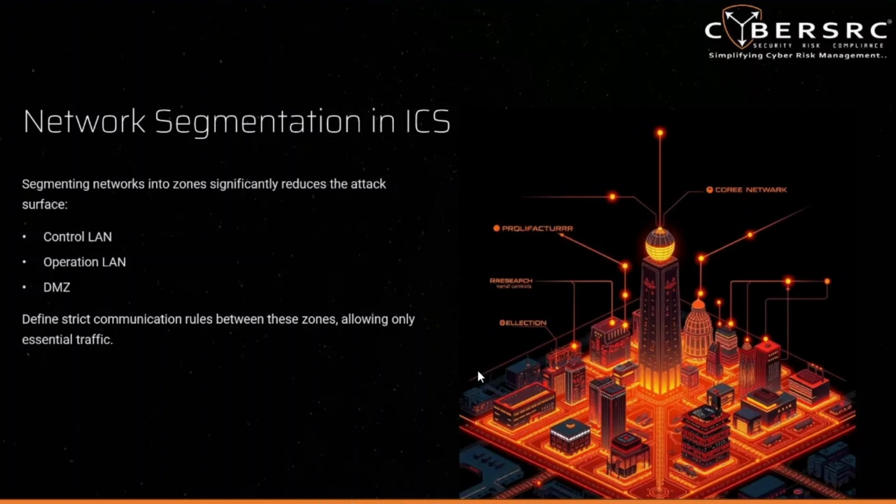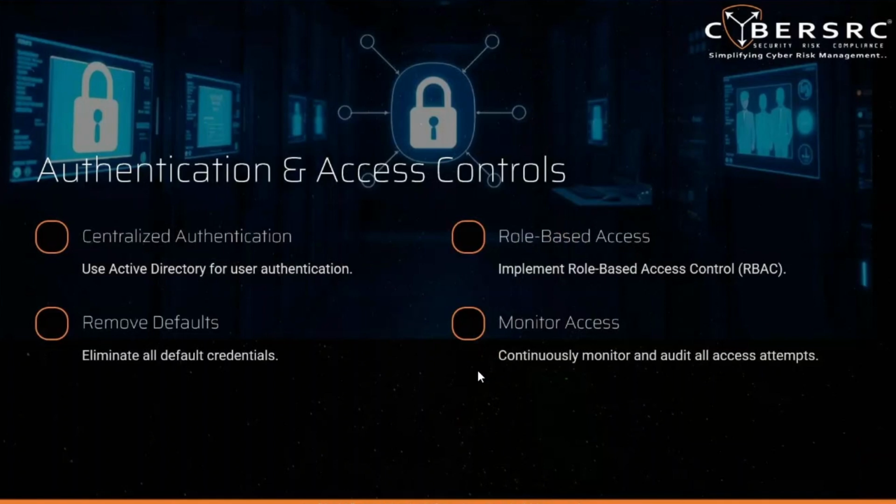Let's see what's next: authentication and access controls. Now, as I've already highlighted, if a person gets access to an ICS network, there would be a huge loss, not only as a financial risk, but an environmental risk also to the nation. So authentication and access controls play a very important part. So for that, what can we do?